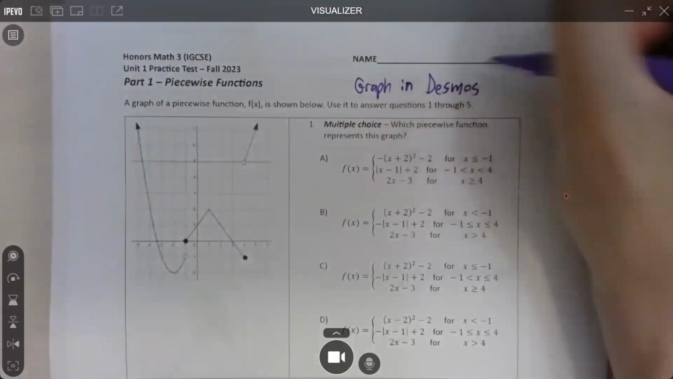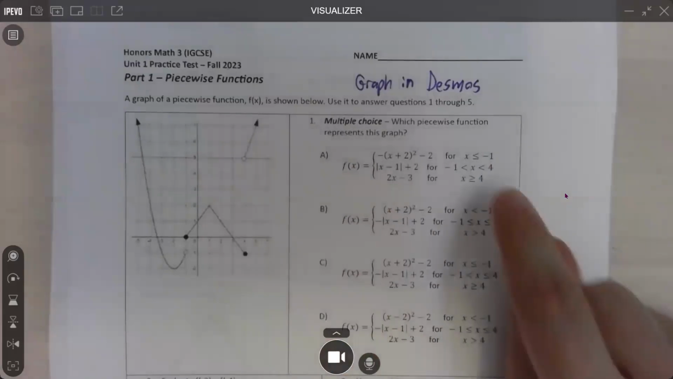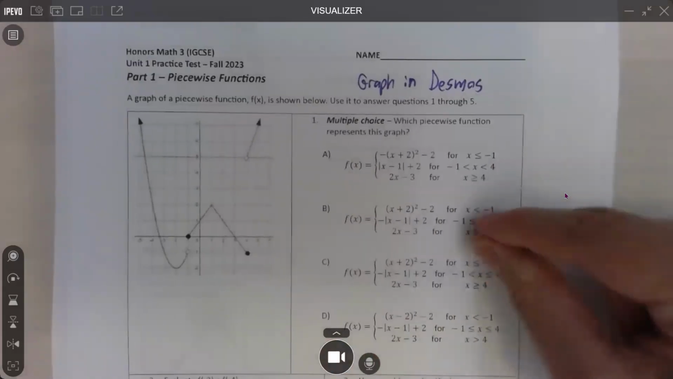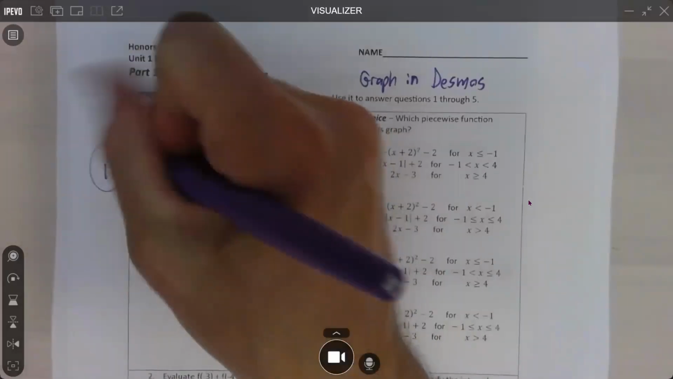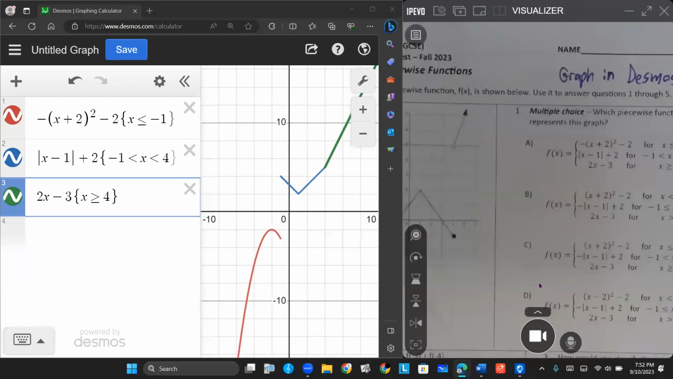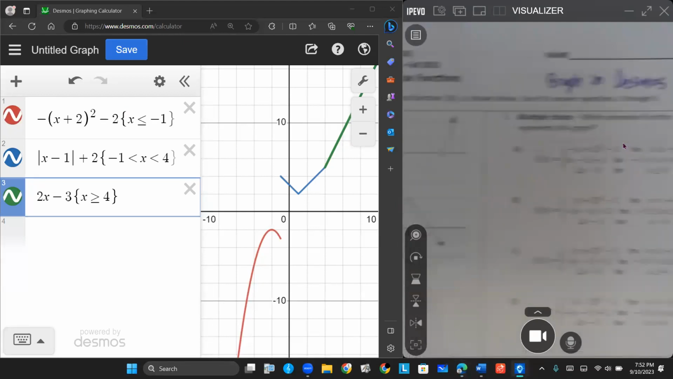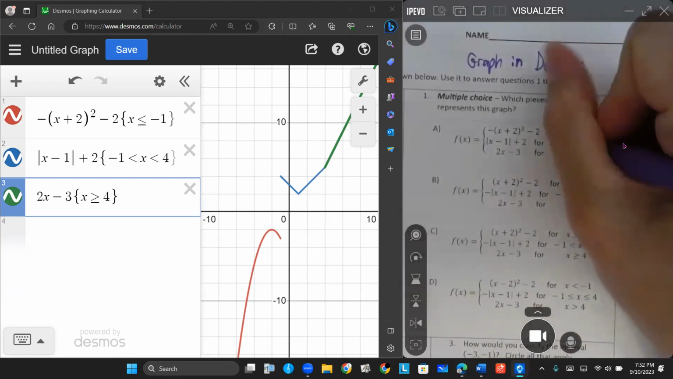Pause the video and see if you can start typing in each of these, and you can edit these a little bit to change them so you can get the one that works. So I would go ahead and pause the video and try. As you can see, I have choice A graphed. And if you see how I graphed it, I used the curly brackets around the inequality symbols. So you're always going to put the curly brackets around those when you're graphing them in Desmos. Don't forget that negative there.